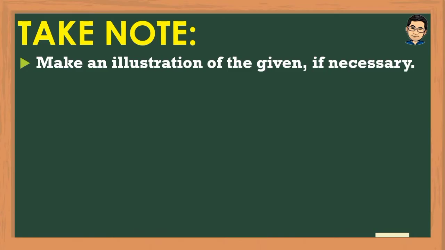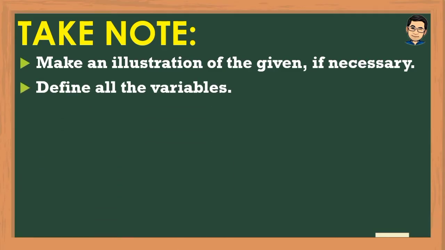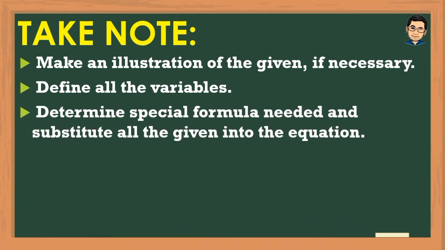First, make an illustration of the given if necessary. Like for example, if the given problem is a geometric problem, it is most effective when we do an illustration. And then define all the variables. Kailangan po nating ibigay lahat ng ating mga given para at least guided po tayo kung ano po ang ating hinahanap. And then determine the special formula needed and substitute all the given into the equation.